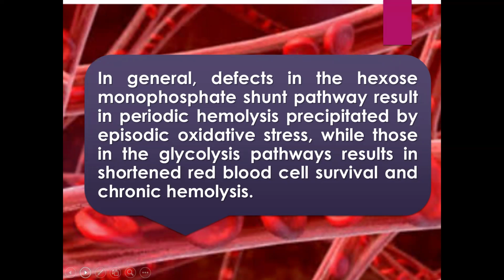That's killing it. But for any other reason that happens in the glycolysis pathway, the red blood cell survival rate will be shortened. But for anything that happens in the hexose monophosphate shunt pathway, it will result in hemolysis once that red blood cell is exposed to any oxidative stress, such as infection or drugs or any other oxygen-reacting species in the blood.